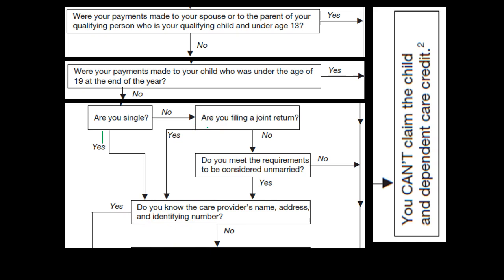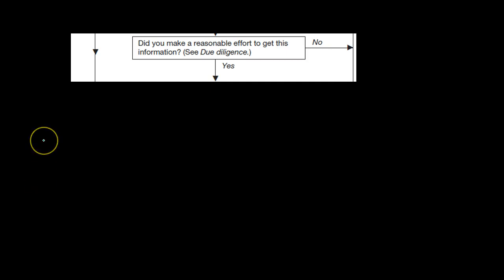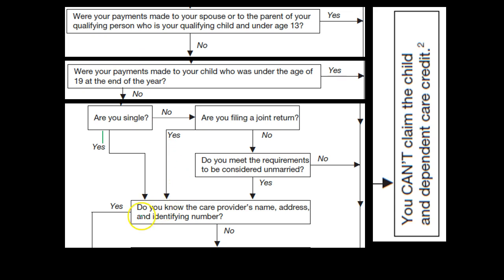Are you filing a joint return? If you're not filing a joint return, do you meet the requirements to be considered unmarried? If not, then we're going to go over here. And again, that really relates to the restriction that typically, if you're married, you can't generally file a married filing separate type of return. So if you're married, you have to file married filing joint, typically. It doesn't really qualify usually for married filing separate unless there's an unusual circumstance. So going back down, we're following this item.